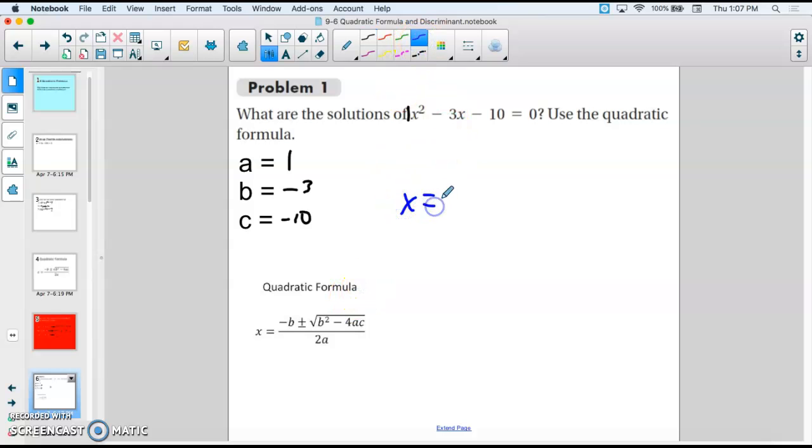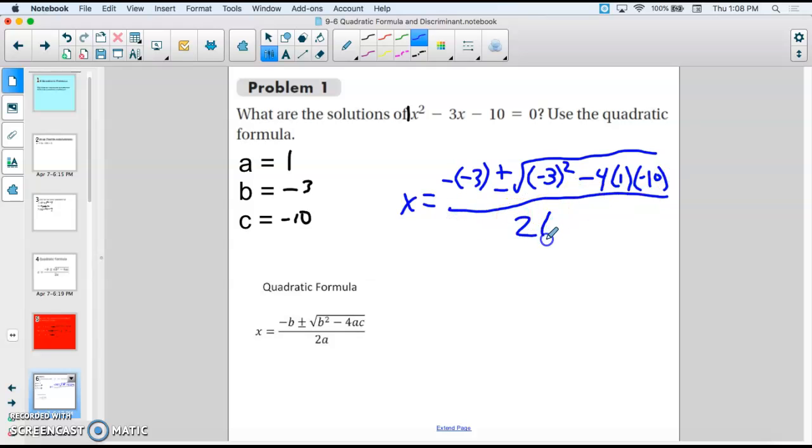So x equals negative b. Now b is -3. Be very careful with your double negatives there. Okay, and then the plus or minus, big old square root, then b squared. Parentheses again are very important. So our b is -3. So when we see a b, we put in -3, right? So b squared minus 4a, well, I know a is 1, and then c, which I know is -10, all over 2 times a, which is 1.